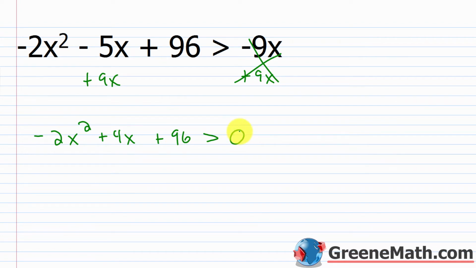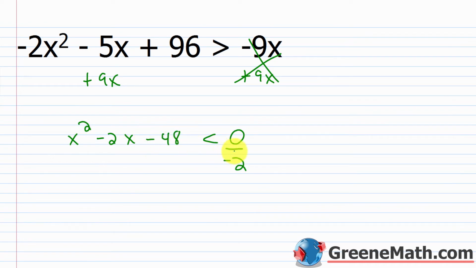Now, if you want to make the numbers you're working with a little bit smaller, we can divide both sides of the inequality by 2 or negative 2. But if we're dividing by negative 2, remember, we have to flip the direction of the inequality symbol. So this would now be a less than. So this would be x squared minus 2x, and then 96 over negative 2 is 48, so minus 48.